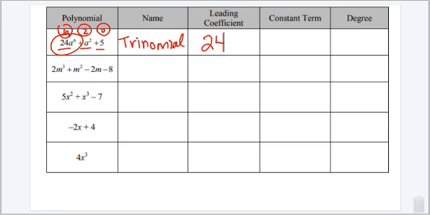The constant term is the term that has no variable. So for this one, the constant term is 5. Sometimes there's not a constant term. If there's not one, you just put 0. Or it does not exist. But you can put 0 because a 0 can always be there. And then the degree of this, we looked at this and saw that the highest was 6. So it's a 6th degree.